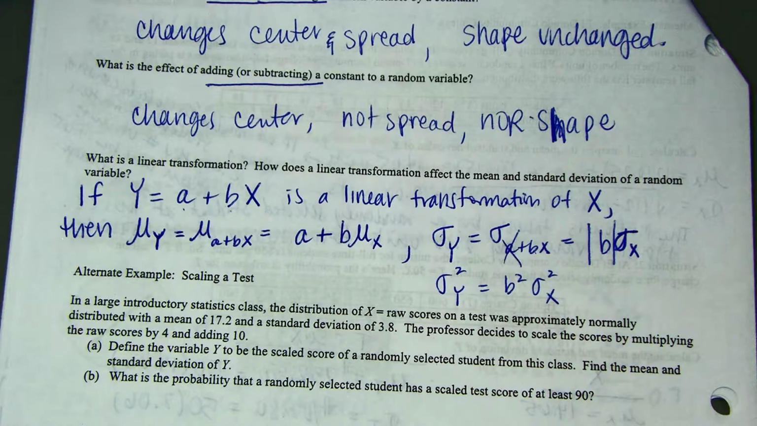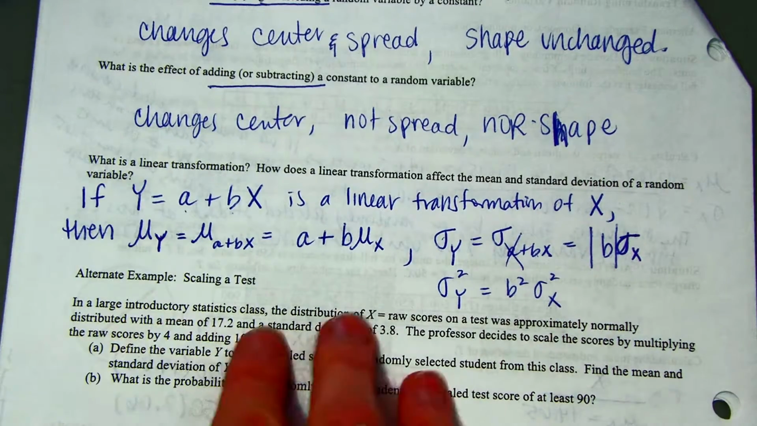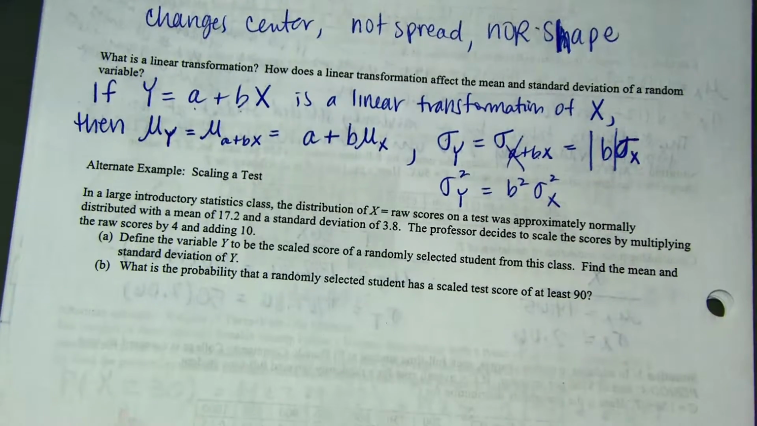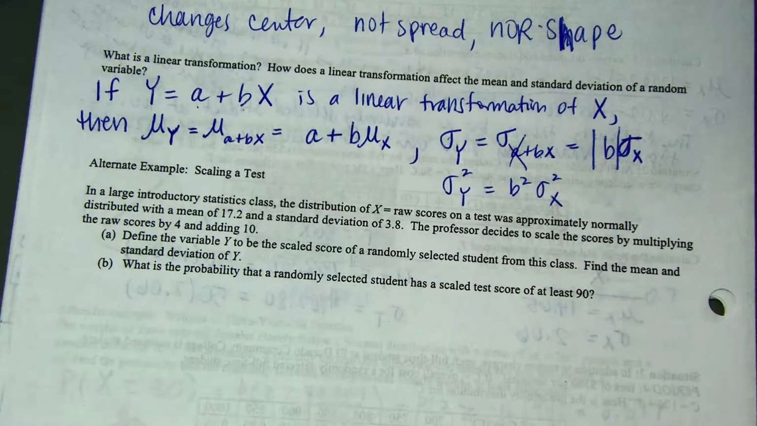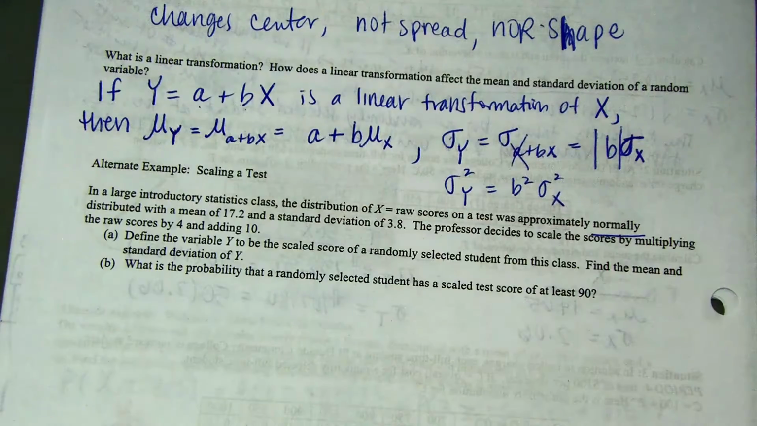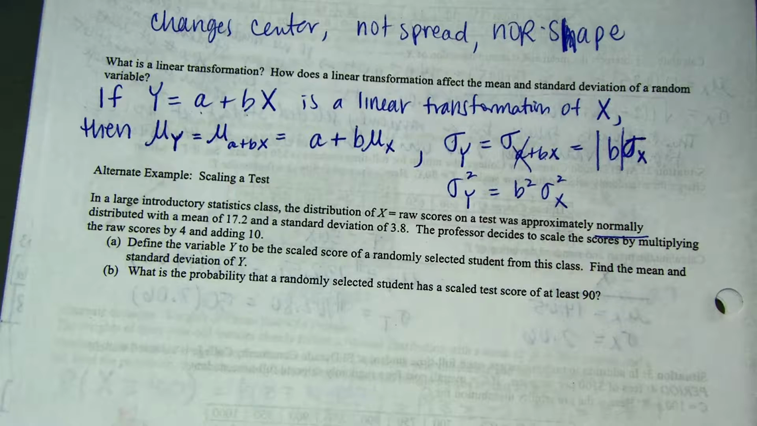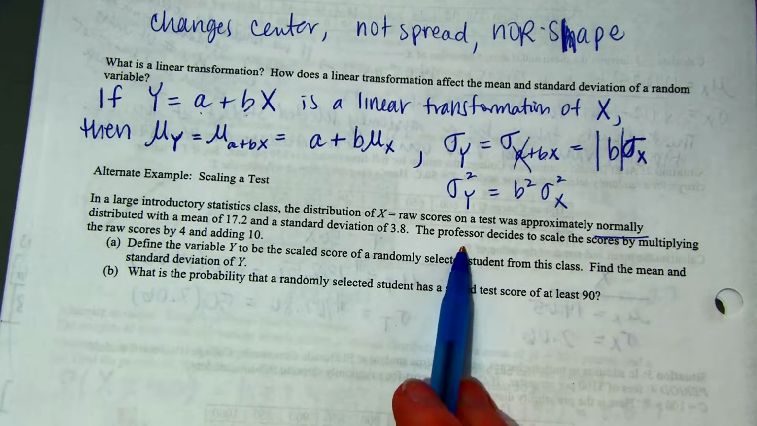So let's go through an example, and you're going to see how everything that we've talked about already will be in this problem. Okay, so in a large stats class, the distribution of x, capital X, a random variable, representing the raw scores on a test, tells us they were normally distributed. Automatically I'm thinking, ooh, normal distributions. All kinds of stuff we talked about in Chapter 2, and we reviewed on Monday. Given a mean and a standard deviation of this normal distribution, the professor decides to scale the scores by doing some multiplication and some addition.